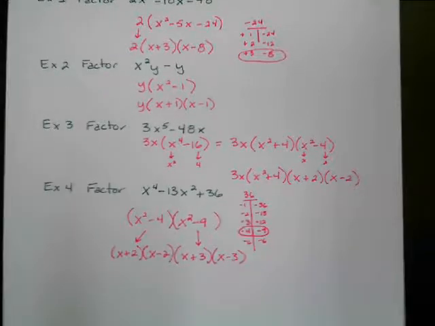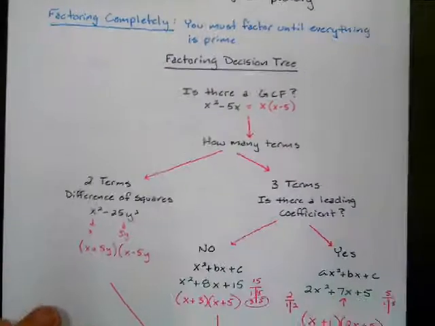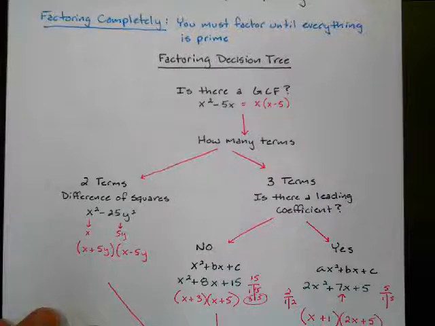The end. So follow your decision tree. Ask yourself these questions as you go. And that's how to factor completely. You have to factor until it will not factor anymore.